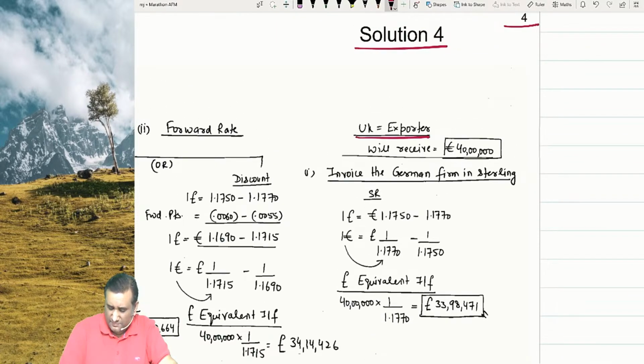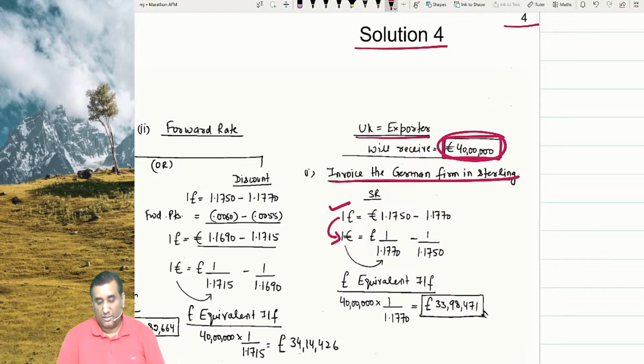Case of importer, 40 lakh. Invoice the German firm. Confirmed currency is euro. I was given £1 is equal to 1.175, 1.77. If I convert back the £1 term to euro term, 1 euro is equal to pound, 1 divided by 1.77, 1 divided by 1.715, and it's an exporter's case.